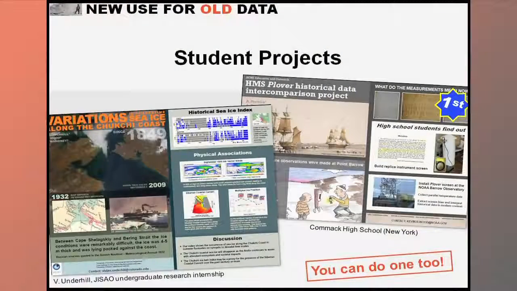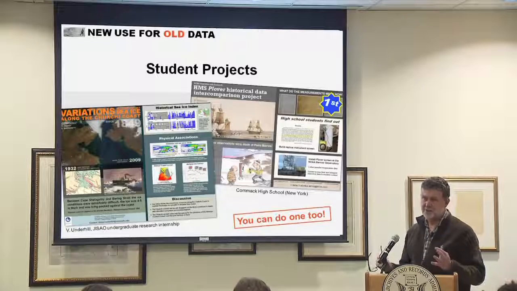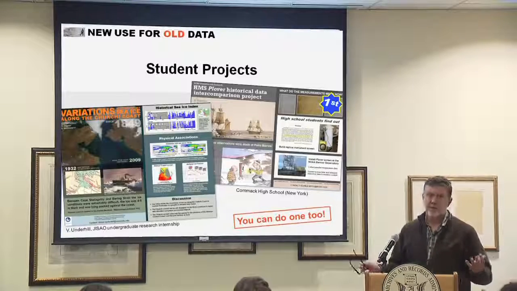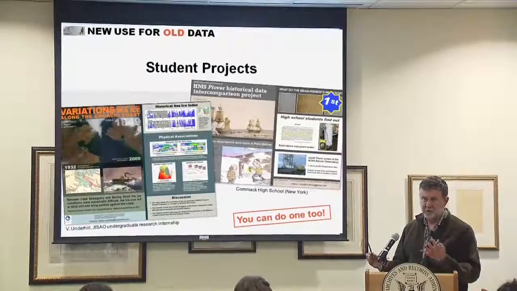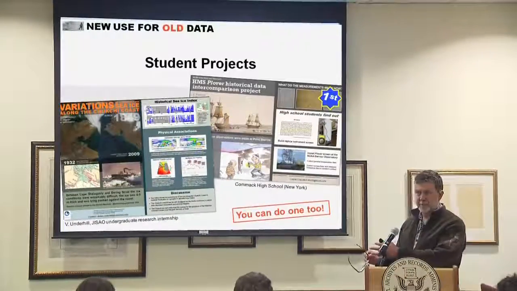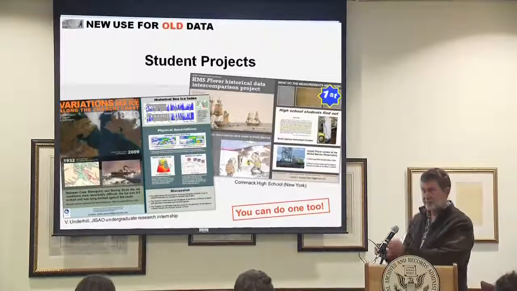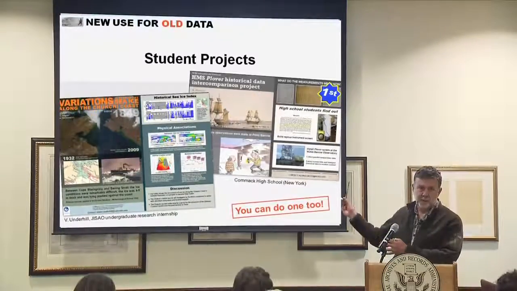We also do other separate student projects. If a student thinks of a thing that they want to do, we try to facilitate that. This is actually a high school project that we're doing with a high school in New York, Commack High School, where they're evaluating the screen bias. Anyway, the HMS Plover went to Barrow in 1852 through 1854 and collected all its temperature data, but they didn't use a standard screen, so we don't know whether the data is worth anything or not until we find out. So the high school students built a replica of the screen that they actually used, which we found described in an article published back in the day.